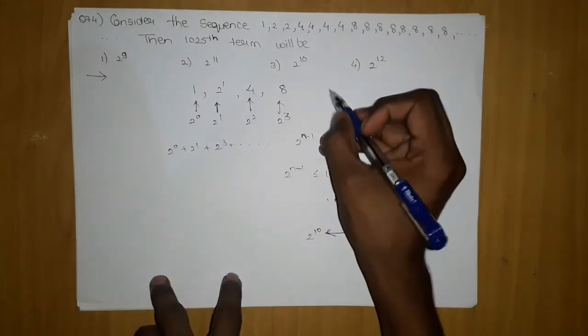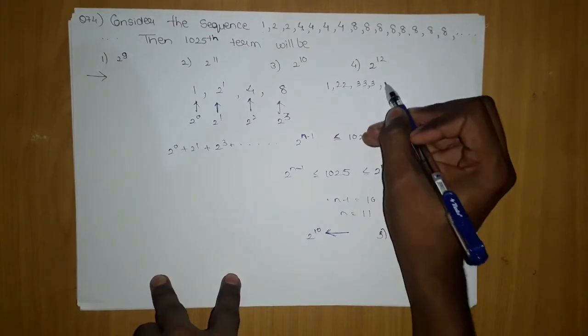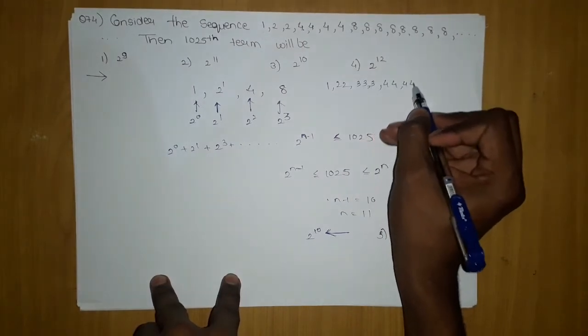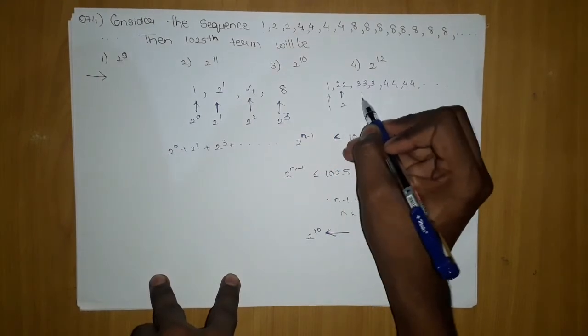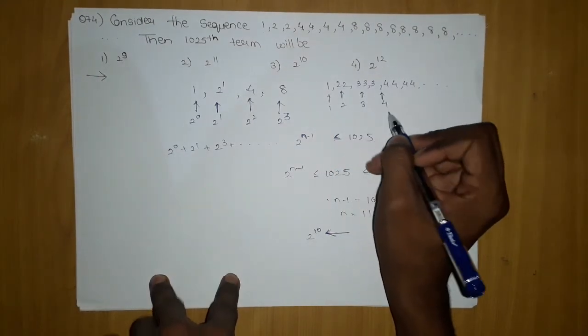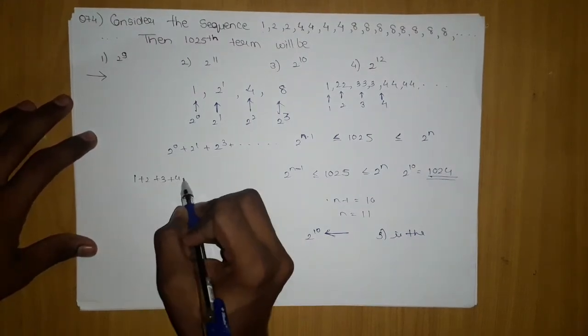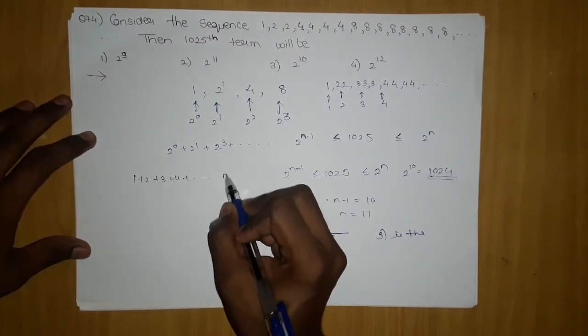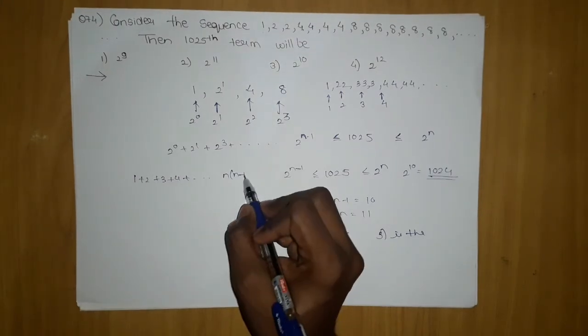Similar to this there was one more question: 1, 2, 2, 3, 3, 3, 4, 4, 4, 4, and so on. I am revising it. You can see 1 is repeated 1 time, 2 is repeated 2 times, 3 is repeated 3 times, 4 is repeated 4 times. So what you have to do: 1 plus 2 plus 3 plus 4 plus and so on. What will the last term be? You know, n into n plus 1 by 2.